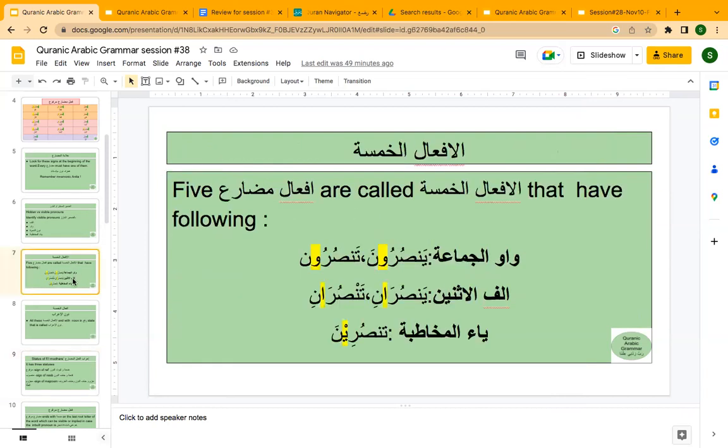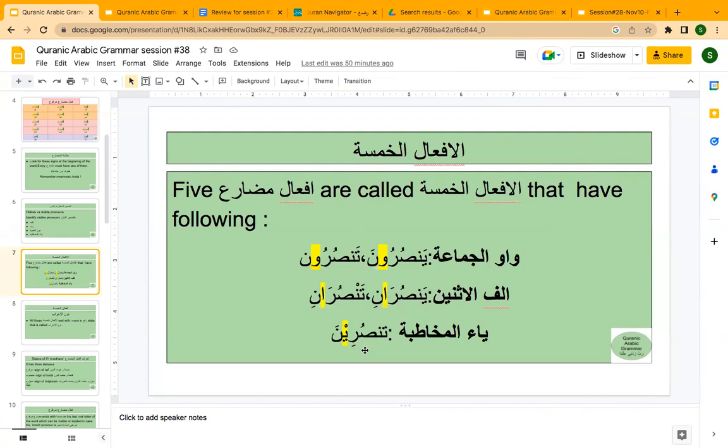When you learned about your al-af'alul khamsa, all these noons, the presence of these noons, what does it indicate? What is the status of the mudare? You are going to focus on the status of the mudare now, right? The presence of noon is going to tell you that the status of my mudare is raf.